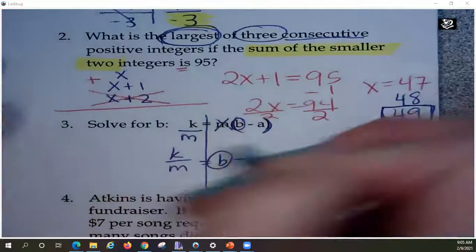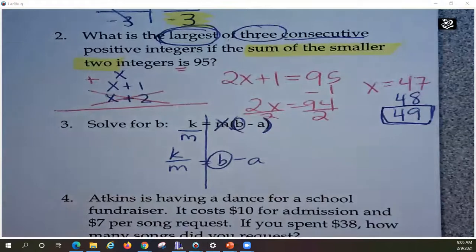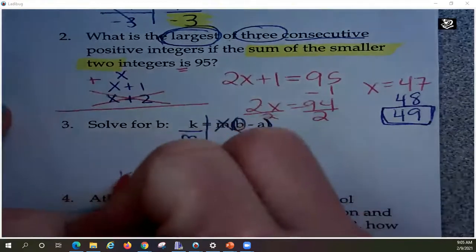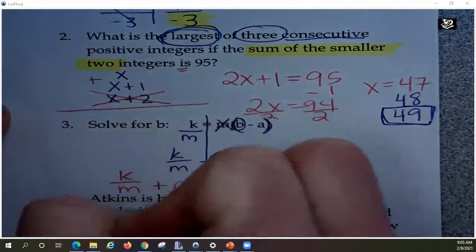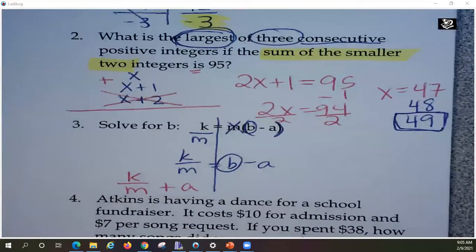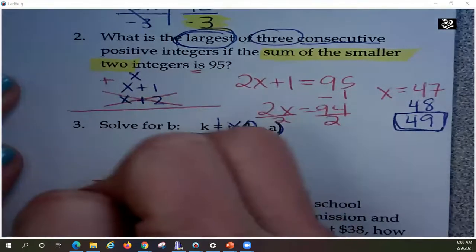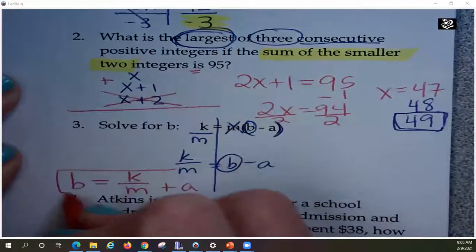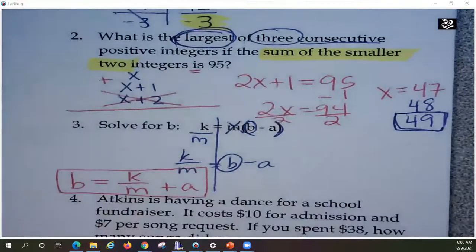I'm still trying to get B by itself. And Caleb, what would I do next? You move the A. How do I move the A? What do I do with it? You add it. Good, I add it. So it's K over M plus A. Anything else I could put on my answer to make it super fantastic? Equals B. Very good. So that's my answer. B equals K over M plus A. Okay.